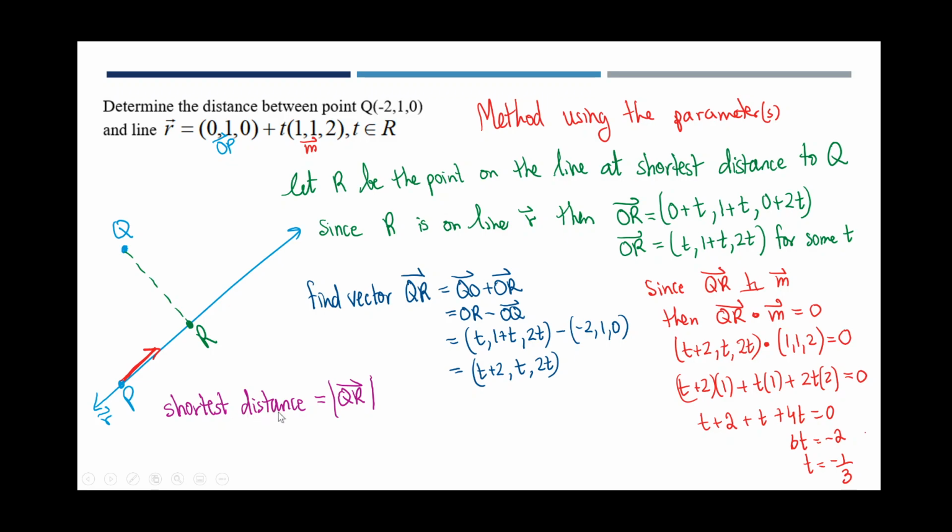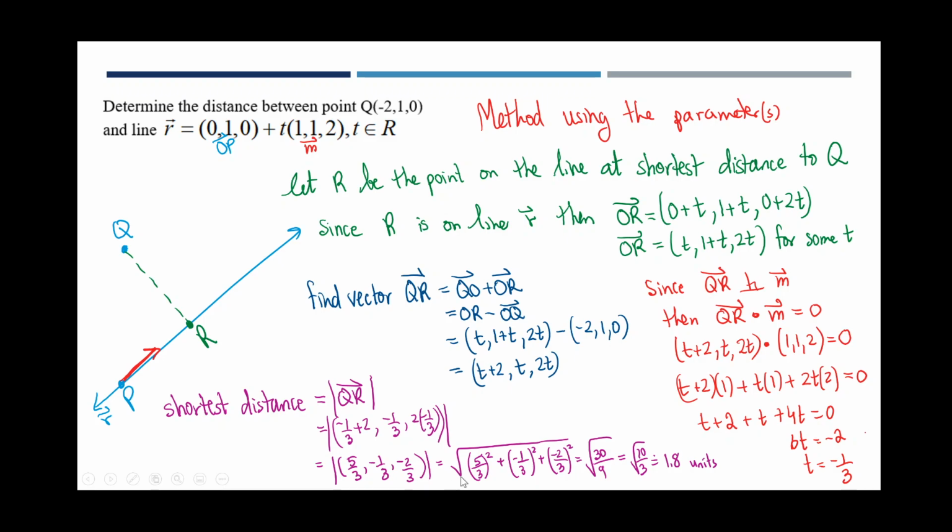So the shortest distance for us is going to be just the magnitude of this vector QR. That's pretty obvious because that's going to be at 90 degrees, and now that we have the t value, all we have to do is put it into this QR, which I've done here, and then these lines here mean to find just the magnitude of this vector on the inside. When we do that, we find the answer to be 1.8 units, which is the same answer that we had before when we utilized a different method, the area of parallelogram method.